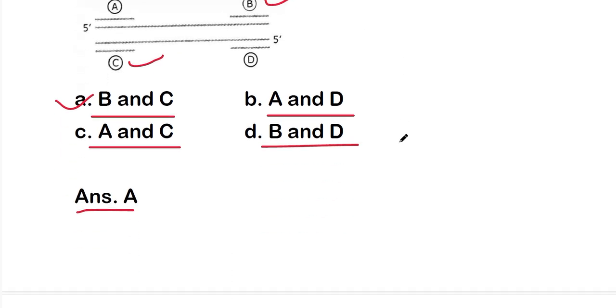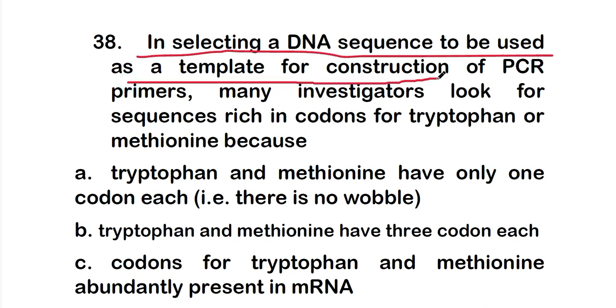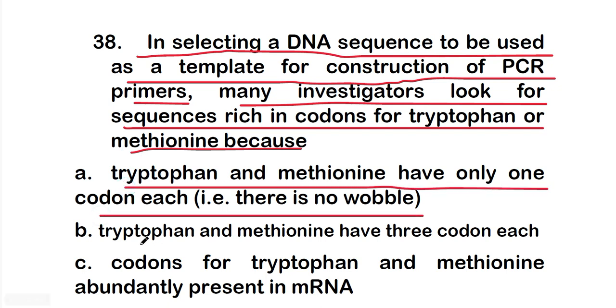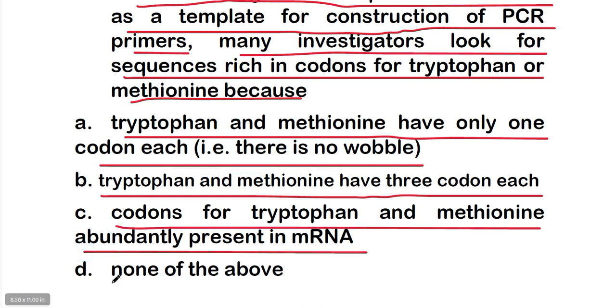Okay, so let's move on to question number 38. That is, in selecting a DNA sequence to be used as a template for construction of PCR primers, many investigators look for sequences rich in codons for tryptophan or methionine because option A, tryptophan and methionine have only one codon each, that is, there is no wobble. Option B, tryptophan and methionine have three codons each, or option C, codons for tryptophan and methionine are abundantly present in mRNA, or option D, none of the above. So which one is the correct answer?